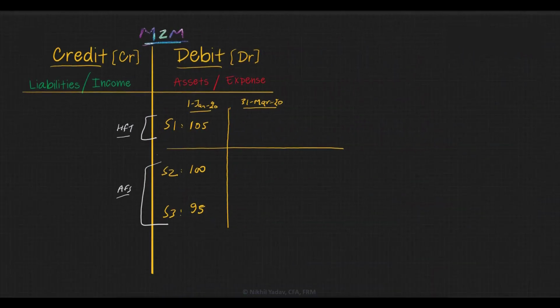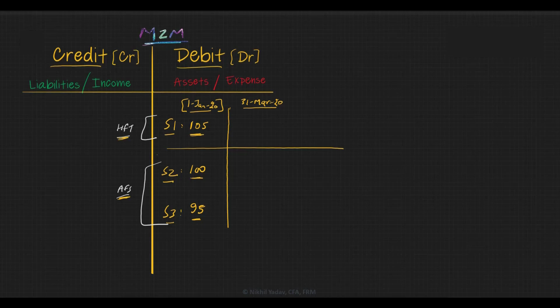Alright, let's look at another example to understand this mark-to-market calculation better. Let's say I had three securities, security 1, 2 and 3, which I purchased on the 1st of January 2020. Security 1 was for 105, which was at a premium. Security 2 was for 100 and security 3 was at a discount at 95. The first security I classified as HFT, which is held for trading, and the other two under the AFS category. So these three values, 105, 100 and 95, are all book values, which are equal to the market value at the time that we purchase.